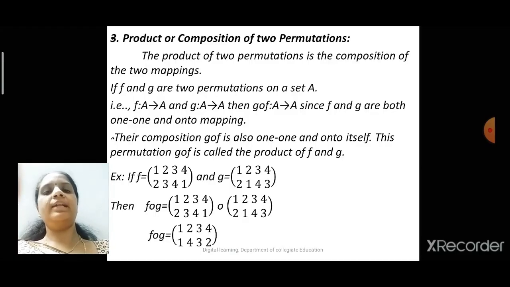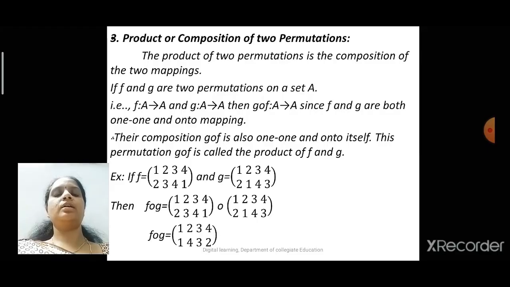Clearly, with an example we will see how the composition of two permutations works. If f is equal to (1 2 3 4 / 2 3 4 1) and g is (1 2 3 4 / 2 1 4 3), f composition g will be written as follows. How is the composition of f and g taken? Very carefully you have to observe. In f, 1 goes to 2. So after the composition, take the second column.